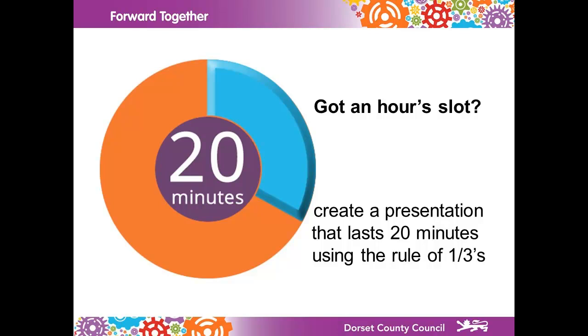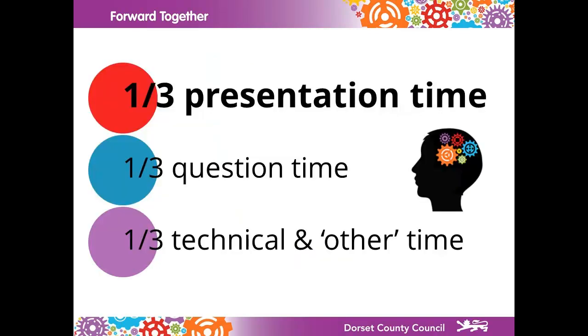Twenty minutes for every hour. If you're given an hour's slot to make your presentation, it should last roughly 20 minutes by following the rule of thirds. Have you ever been in a situation where the presenter before you overran? You raced to finish all your slides, the technology failed, or you didn't have time to take questions? Creating a presentation that lasts roughly one third of your allocated time means you can deal with technical failures, take account of timings, and answer questions.